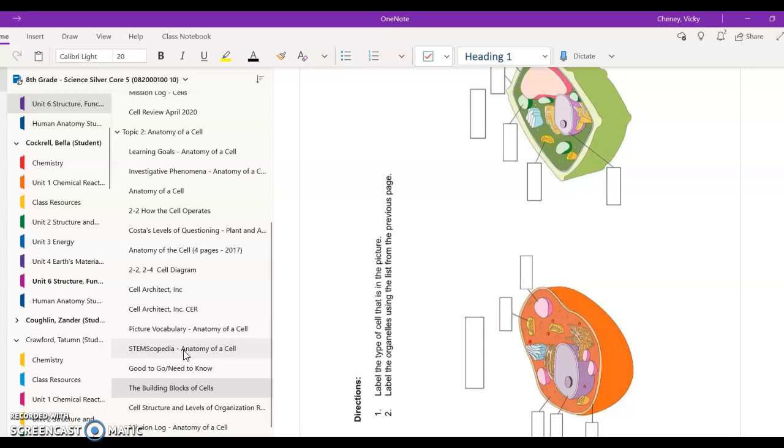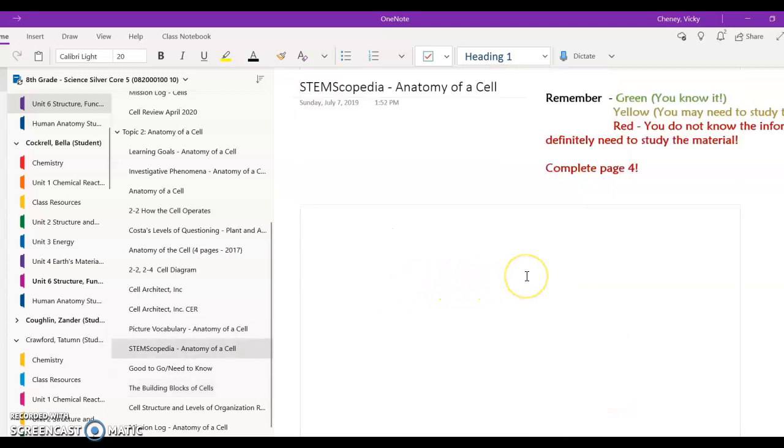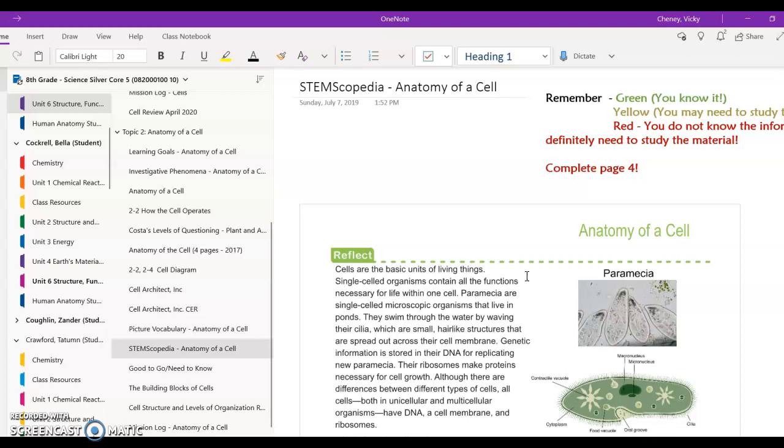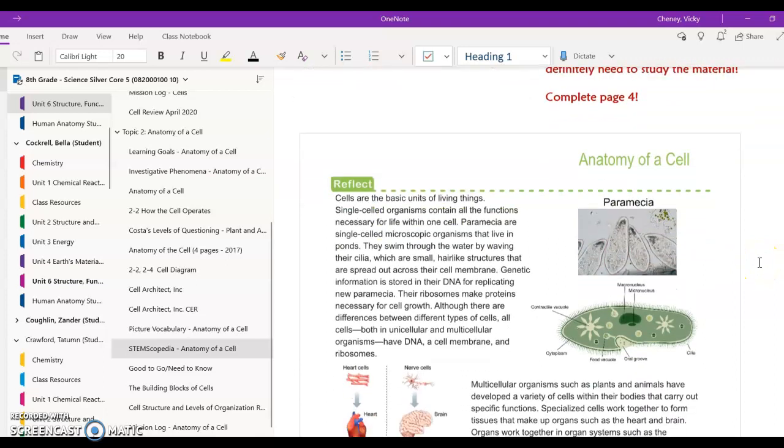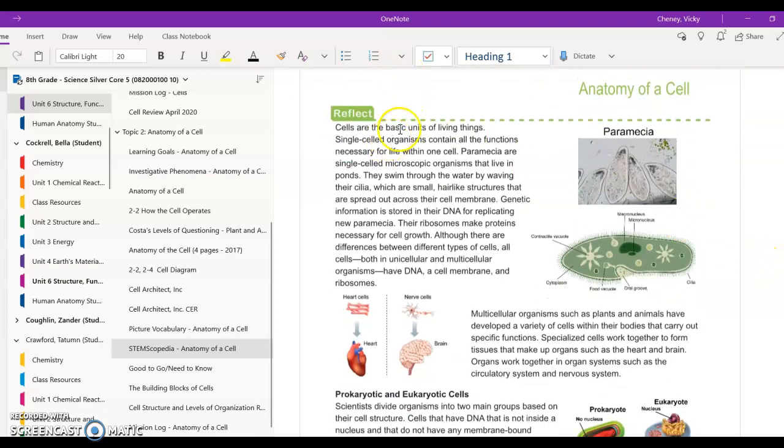Finally, you can click on the STEMScopedia. And again, I apologize, they're kind of out of order. On the STEMScopedia, please remember that you can annotate. You can annotate in green things that you know, or yellow things that you might need to study a little bit more, or red if it's something that you read through and you absolutely don't know about it. So on here, first of all, you're going to reflect about cells.